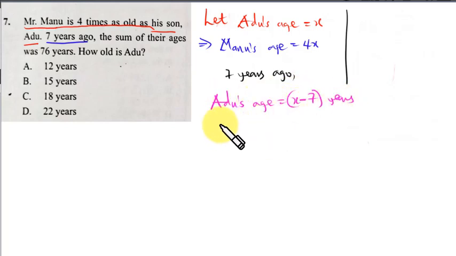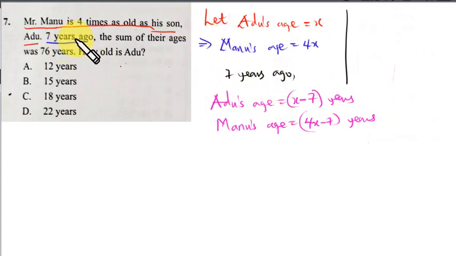Now 7 years ago, what do you think was Mr. Manu's age? He too wasn't 4x years. Mr. Manu was also 4x minus 7 years. So you have to be very careful with these phrases. 7 years ago. So what does it say?